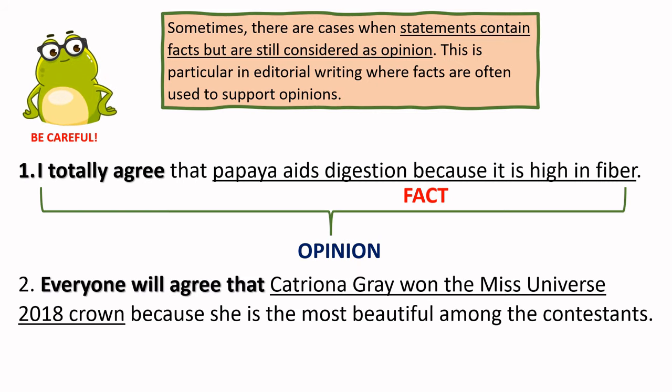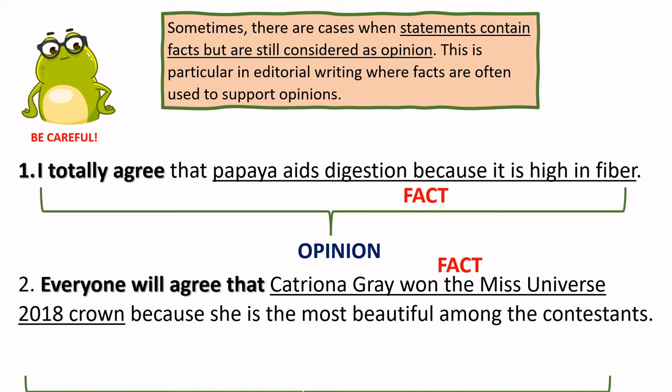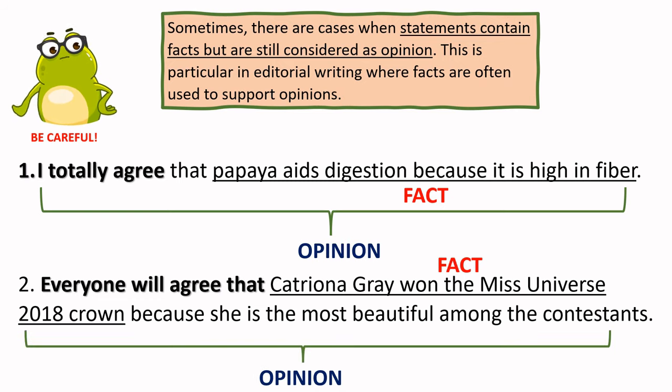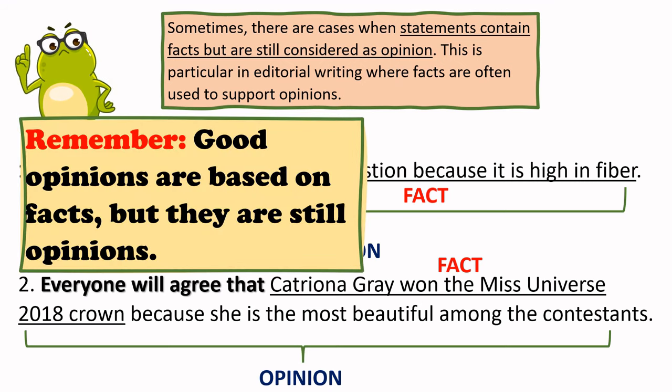Everyone will agree that Catriona Gray won the Miss Universe 2018 crown because she is the most beautiful among the contestants. The underlined clause is based on fact, but the entire statement is considered an opinion because of the introductory phrase, everyone will agree, and the words most beautiful, which signify opinion. Remember, good opinions are based on facts, but they are still opinions.